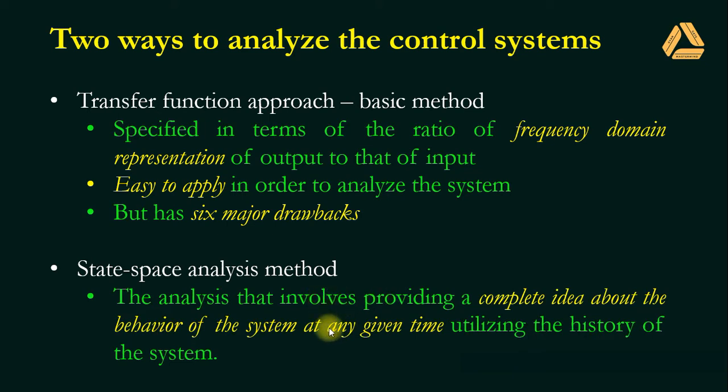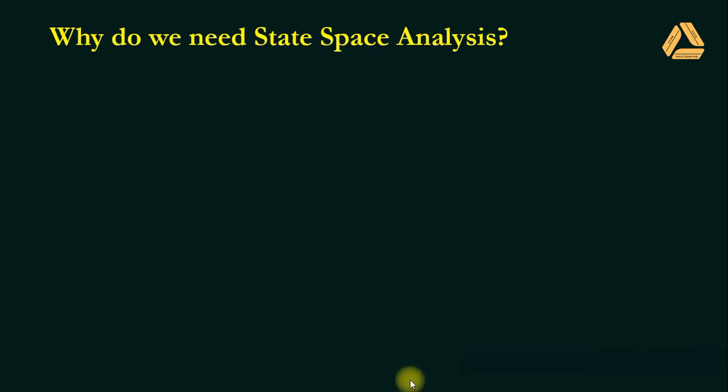Whereas the state space analysis method gives a complete idea about the behavior of the system at any given time utilizing the history of the system. That is a major advantage, because nowadays we use the state space analysis method in order to analyze a control system. So why do we need state space analysis? As I said already, the transfer function approach has major drawbacks which make it an inefficient technique, so we are going to switch to the state space analysis method.